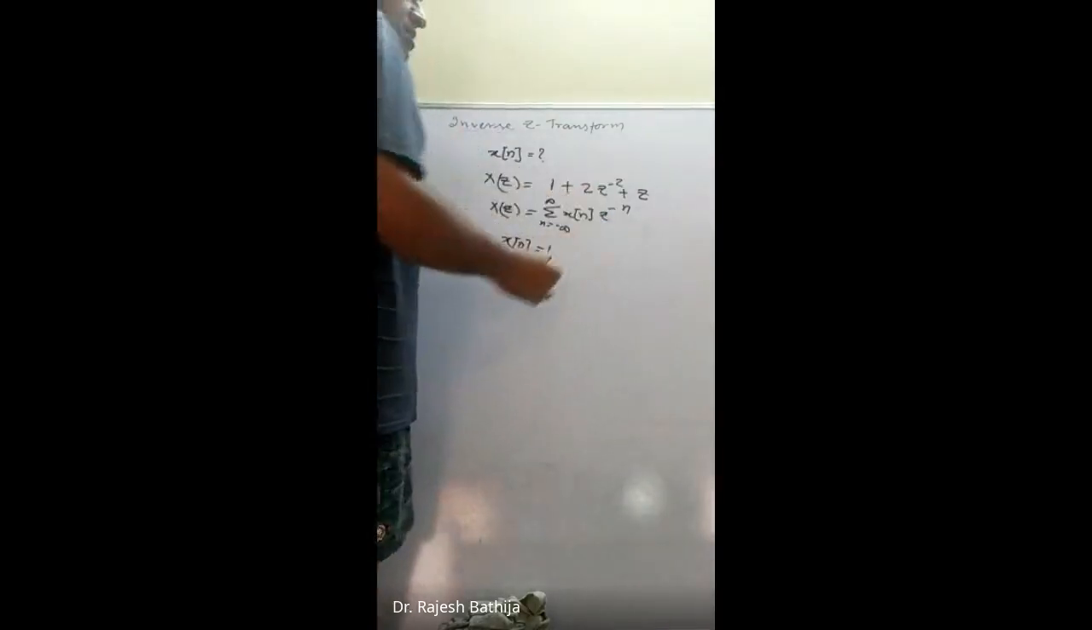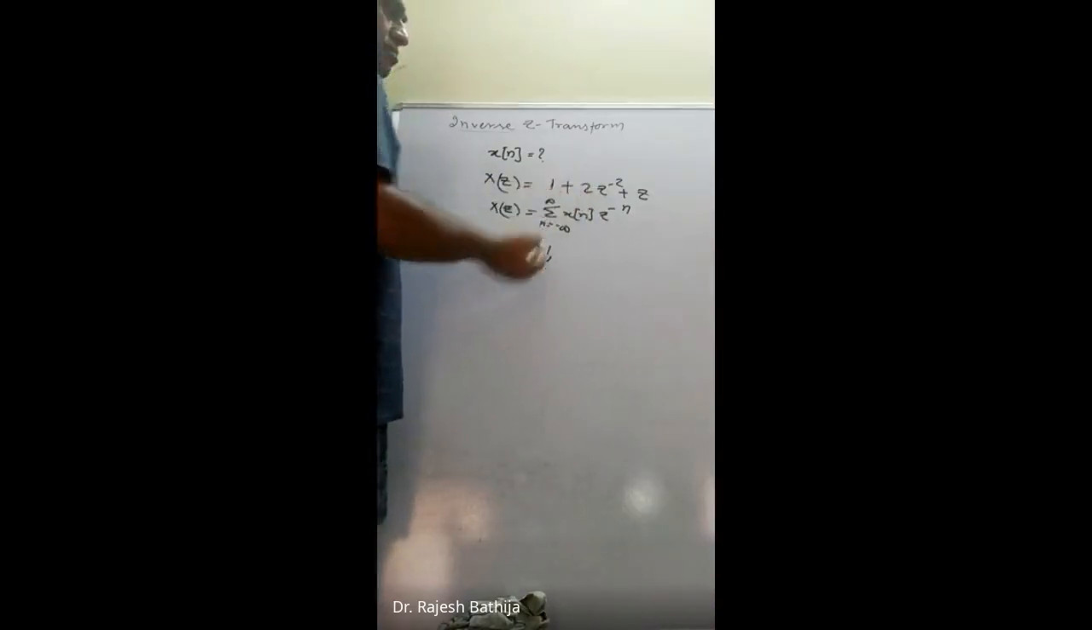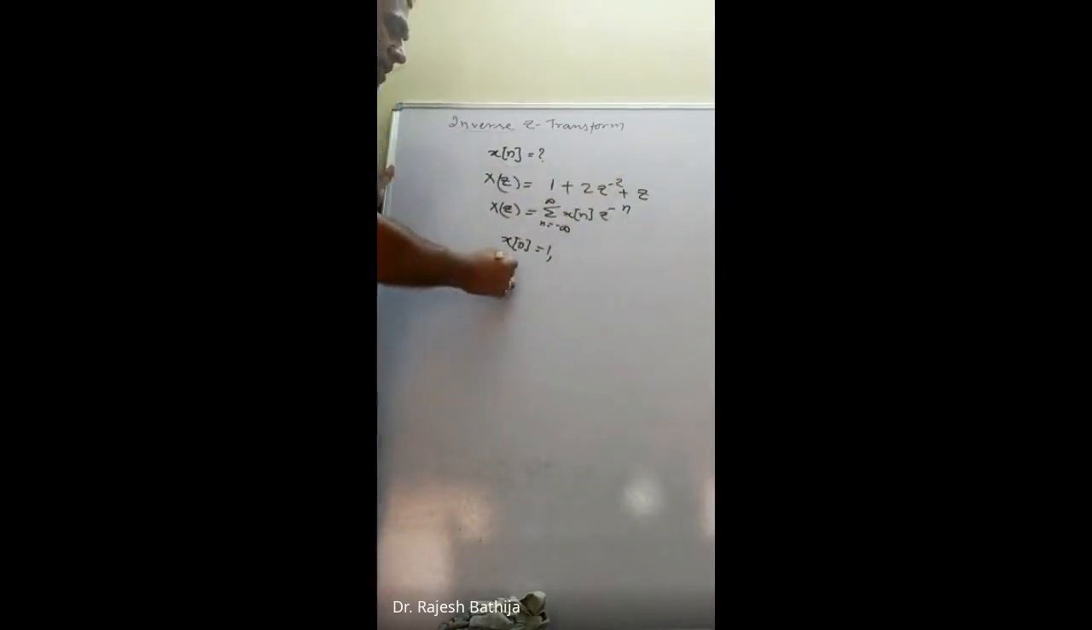Z to the power minus 2, the value is 2. So here it is a negative power, so it will be positive n here. So x of 2 will be equal to 2.